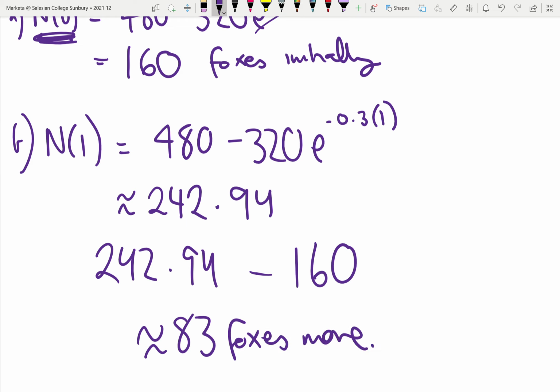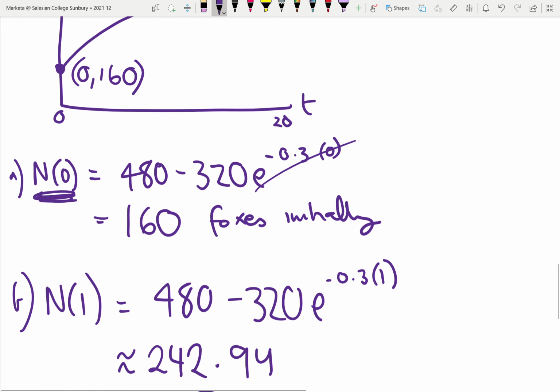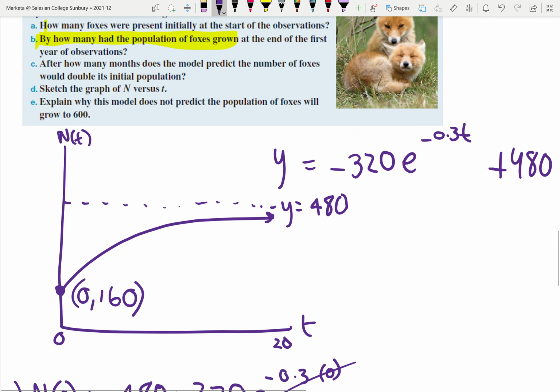Okay, so just notice that this 0.94 is not a whole fox. So when you do your calculation, you've got 242 minus 160, so that will give us 83. This is not a whole fox, but we're not doing it exact, so it'll be approximately 83 foxes that we have more. What do they want next?